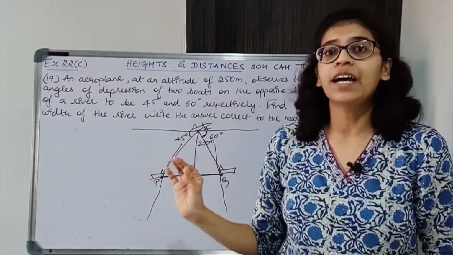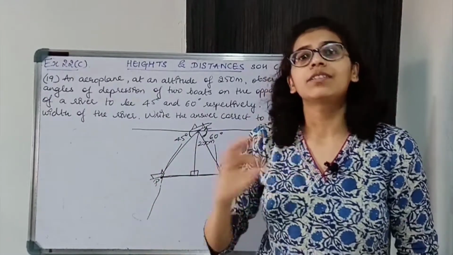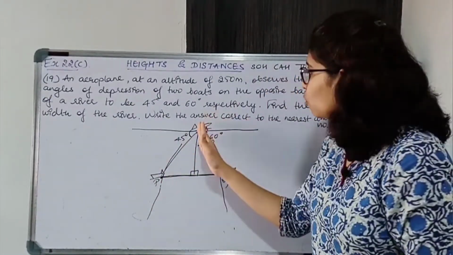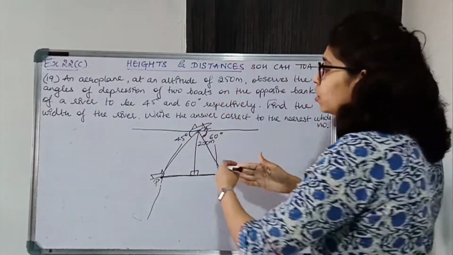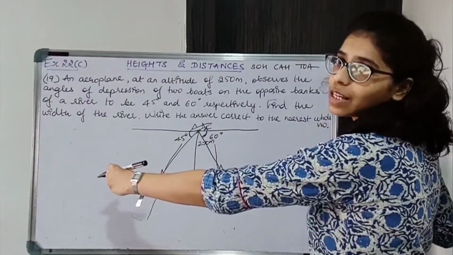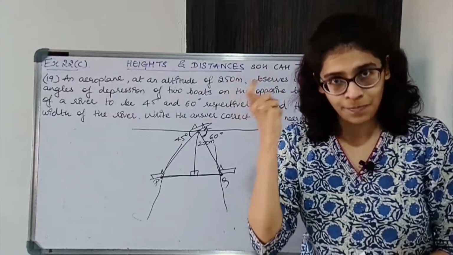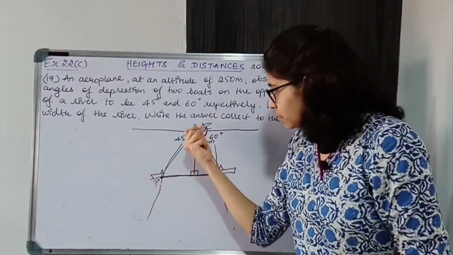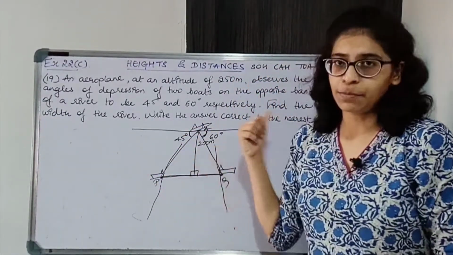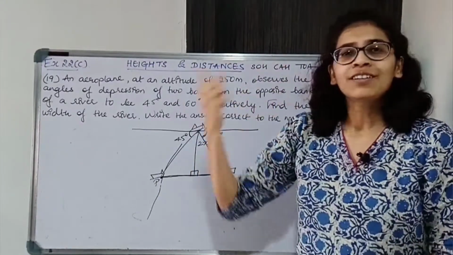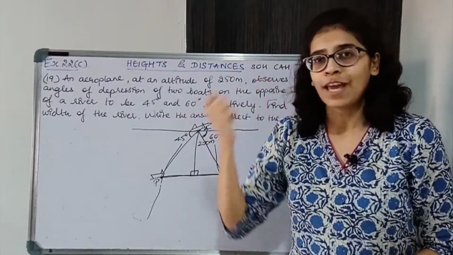Okay, if you draw it that way, your diagram will be wrong, your answer will be wrong. So the aeroplane is at the middle and both the boats are on the opposite sides. Okay, so focus on the word opposite banks. From here we are observing and angles of depression are given to us. Now from the angles of depression we'll find angles of elevation.